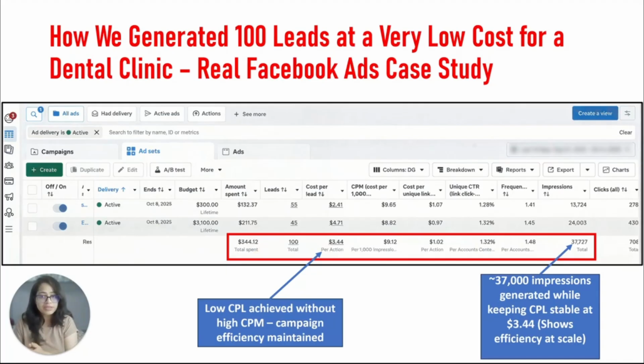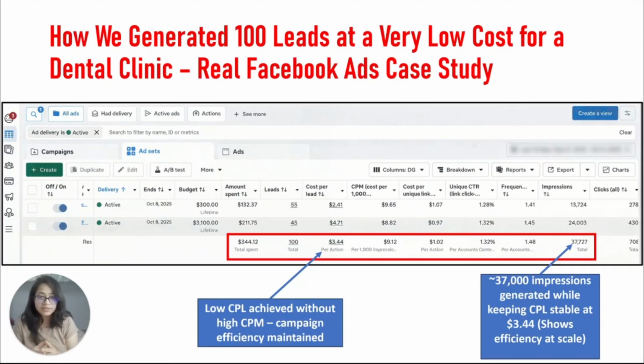Why? Because if you are generating leads at this cost, that means your ads are aligned with patient intent, your offer is clear, and your targeting audience is correct. That's why you are getting positive responses from the audience. Also, you can see we have a healthy CPM, which is below 10 bucks. That means my client is paying only 9 bucks to show his ads 1,000 times. Don't you think that's really cheap?